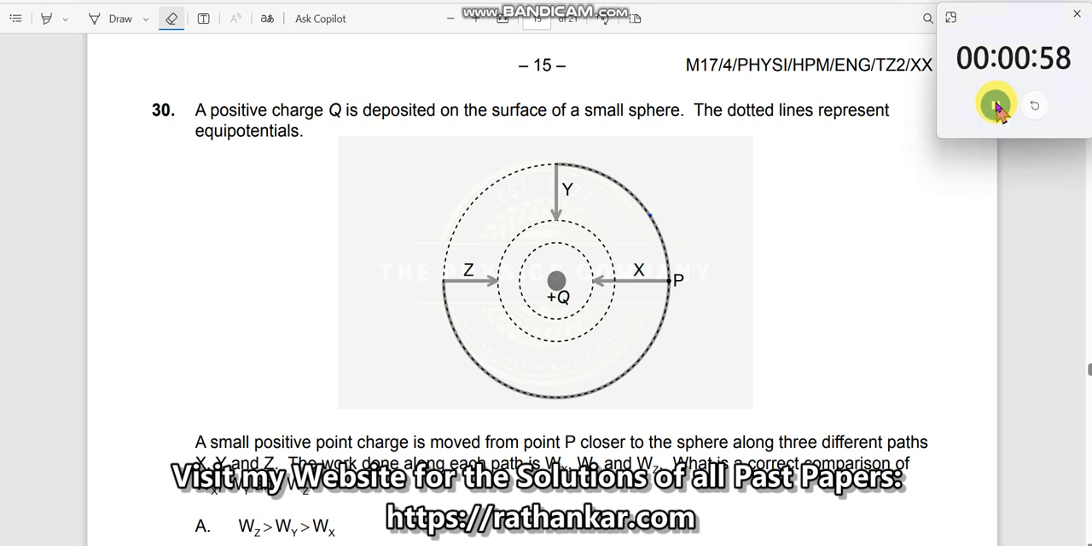Question number 30. A positive charge Q is deposited on the surface of a small sphere. The dotted lines represent the equipotential. What is equipotential? Equipotential means the potentials along the dotted lines will be the same.